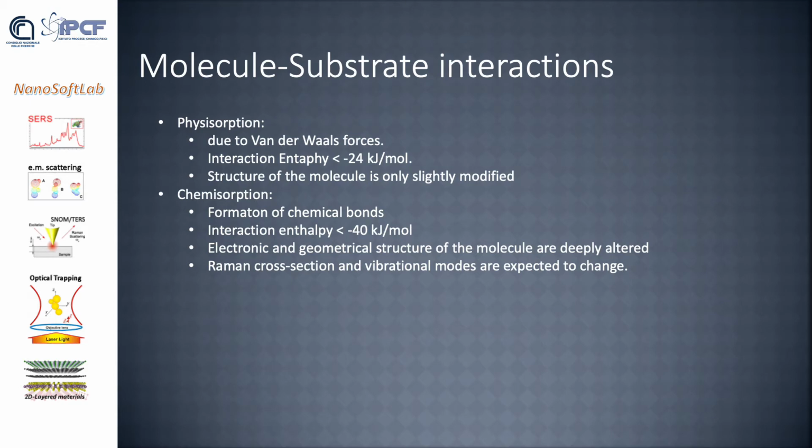Molecules interacting with surfaces can be either physisorbed or chemisorbed. In the physisorption process, van der Waals forces dominate. The interaction enthalpy is typically lower than minus 24 kJ per mole, and the structure of the molecule is only slightly modified. Conversely, in chemisorption, there is the formation of a chemical bond. The interaction enthalpy is stronger, smaller than minus 40 kJ per mole, and the electronic and geometrical structure of the molecule are deeply altered. The Raman cross-section and vibrational modes are expected to change.